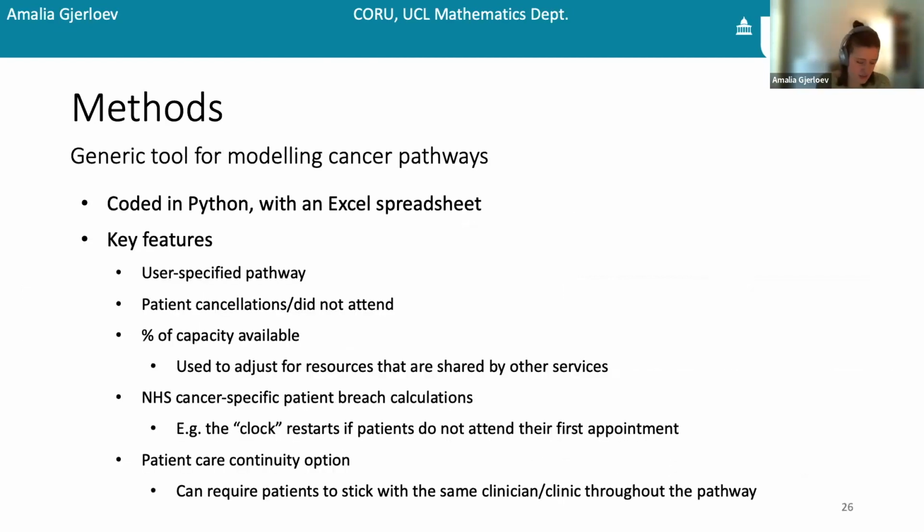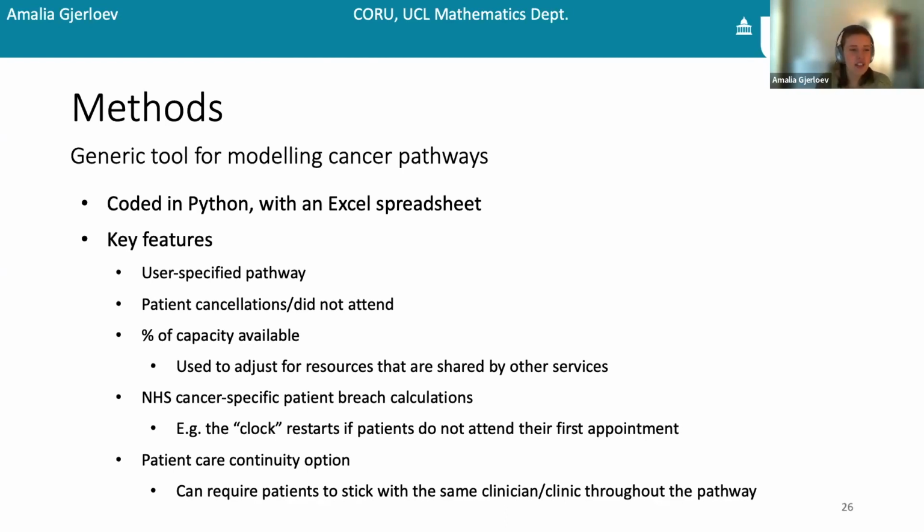So with this, the discrete event simulation tool that we've then created is a very generic tool. It was designed to model cancer pathways for any hospital. As I said, I'm partnering with 2 different NHS hospitals, so I wanted my simulation to be able to be used for both hospitals without having to hard code anything. The tool itself is coded in Python and it has an accompanying Excel spreadsheet. I'll show images of that in a second.